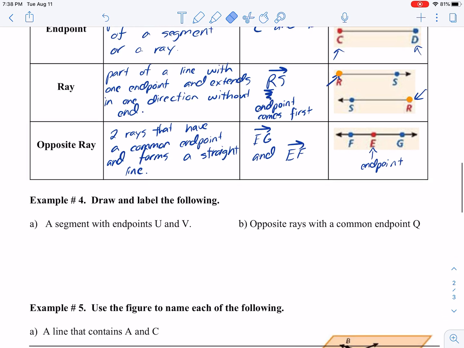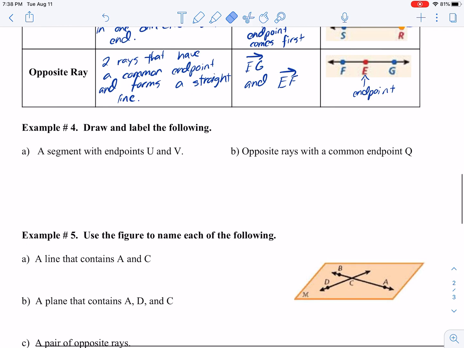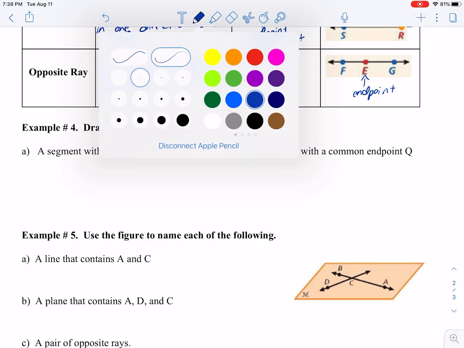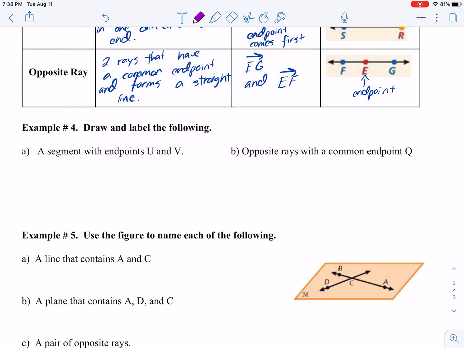Okay. Let's practice these together for example 4. You guys can go ahead and try this on your own if you want to pause the video. But let's draw a segment with endpoints U, V. So there's our line. There's 2 endpoints, U, V. If we were to name that, that would be UV with our segment symbol above.